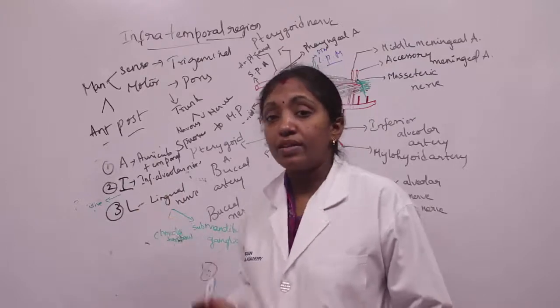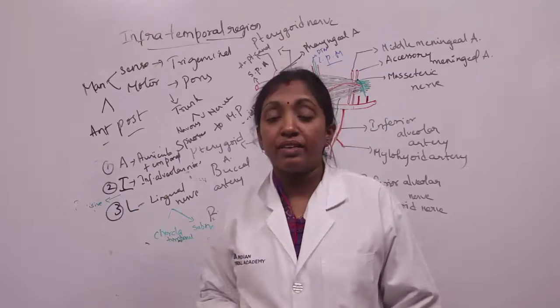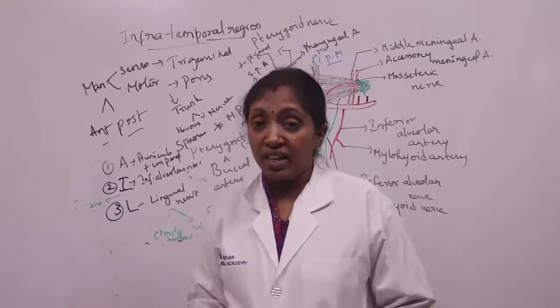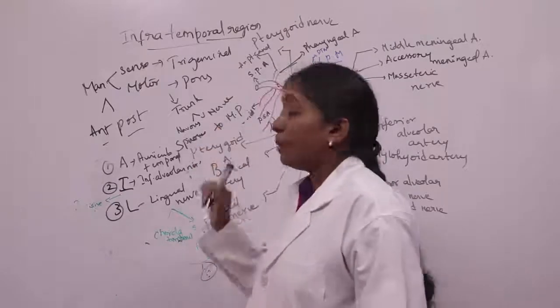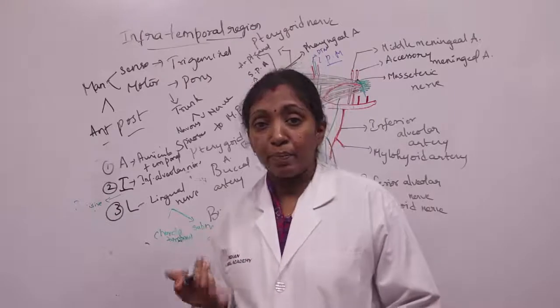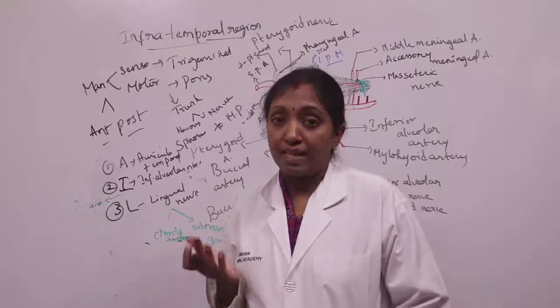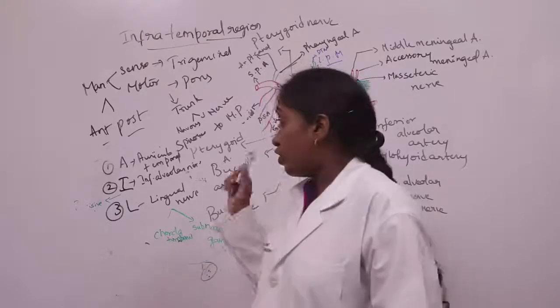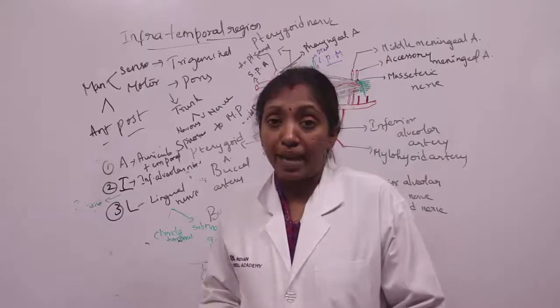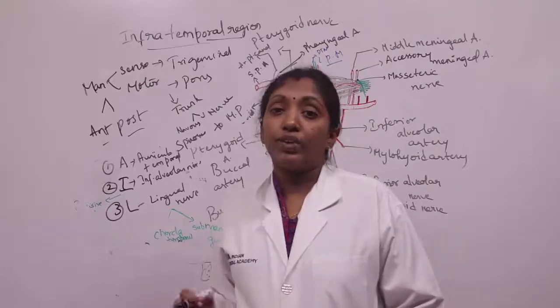Nervus spinosus passes through the foramen spinosum and supplies the dura mater over the middle cranial fossa. And coming to the nerve to medial pterygoid, it supplies the medial pterygoid muscle, which is one of the important muscles of mastication, and it also supplies the tensor tympani and tensor palatini by passing through the otic ganglion without interruption.